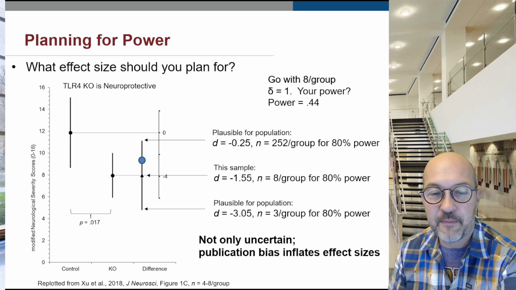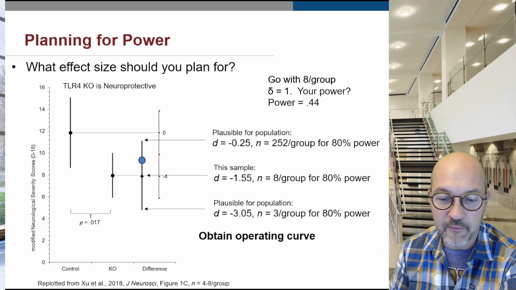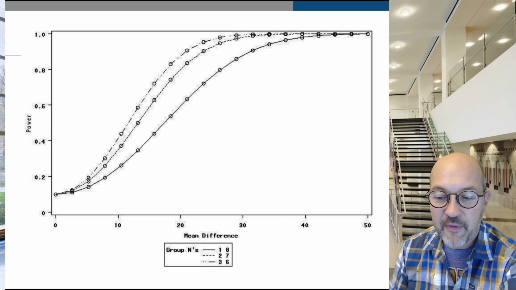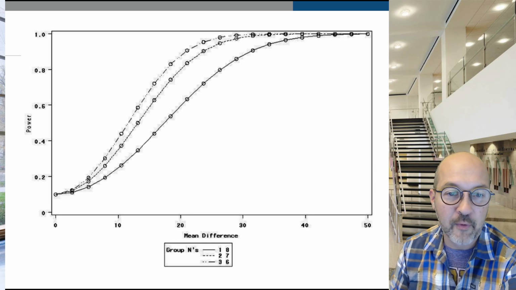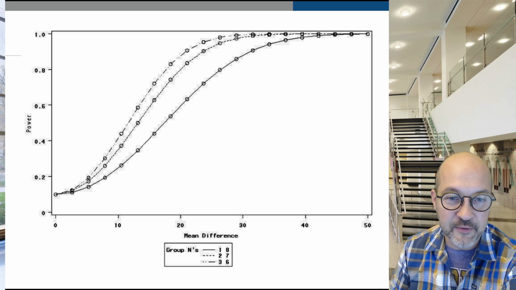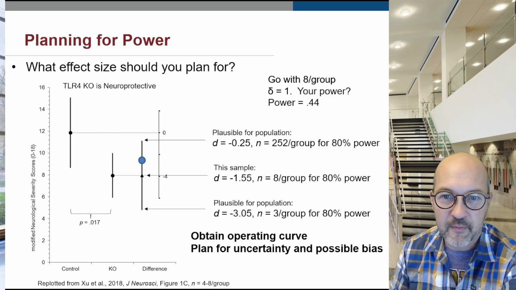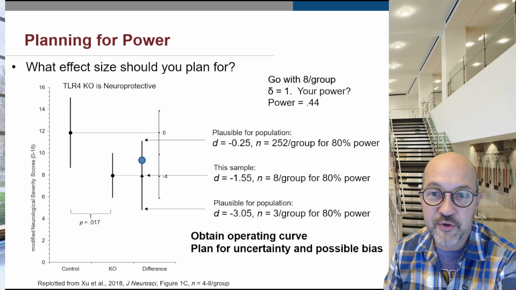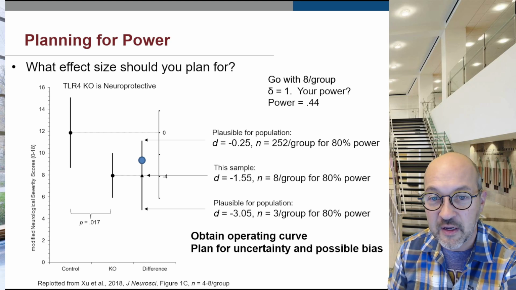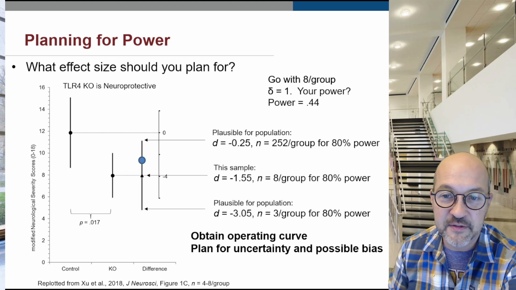Well, one important step is to obtain what's called an operating curve for the sample sizes that you're considering. That's a plot of the power you would have over a range of effect sizes and sample sizes. And it lets you make a more informed choice about the trade-offs between more sample size and more power for different ranges of effects. Another possibility is to hedge your sample size plan for both uncertainty and the possibility of publication bias.